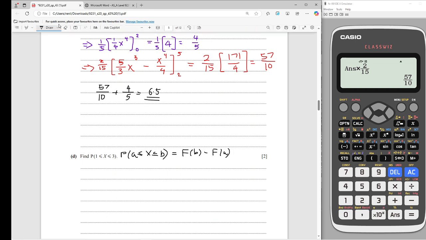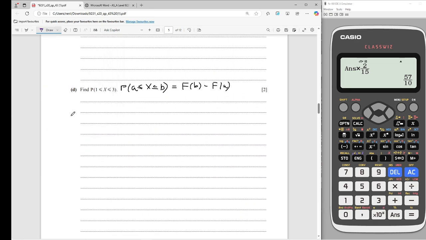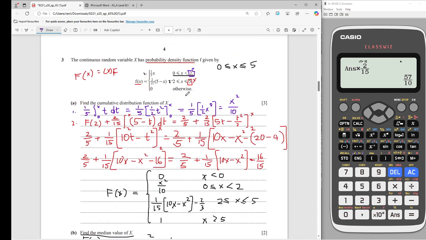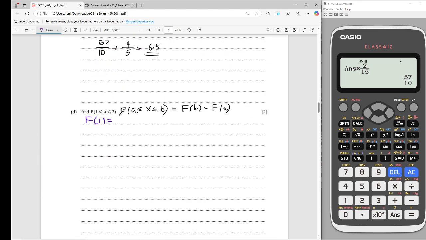Right? So using the formula above, we can note that F of 1, in this case the lower part is 1, F of 1 equals, now 1 falls in the first equation's range because it's between 0 to 2, so you use 1 squared by 10. So you have here 1 over 10.